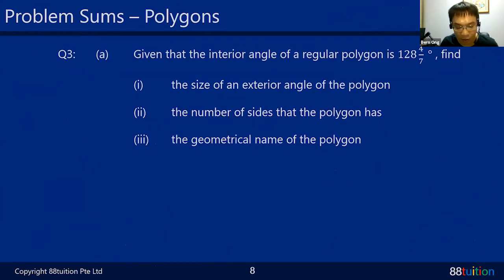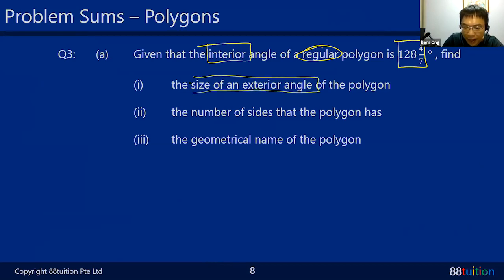Now the question. Let's go. Given that the interior angle of a regular polygon, regular means what? Same. All the sides, all the interior angles the same. And the interior angle is 128 and 4/7 degrees. Fraction. Don't worry, it's okay. Find the size of an exterior angle.